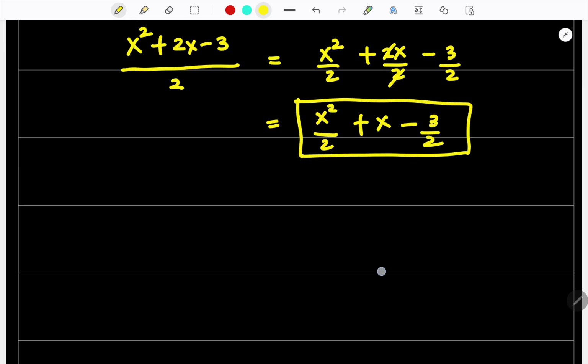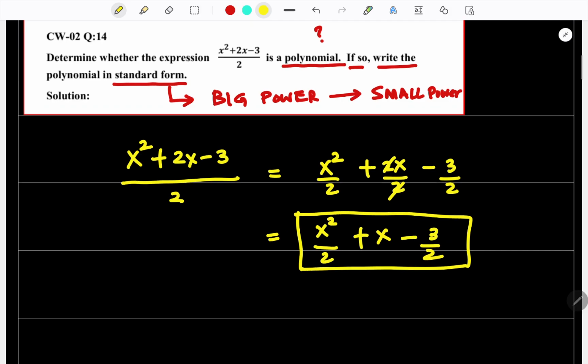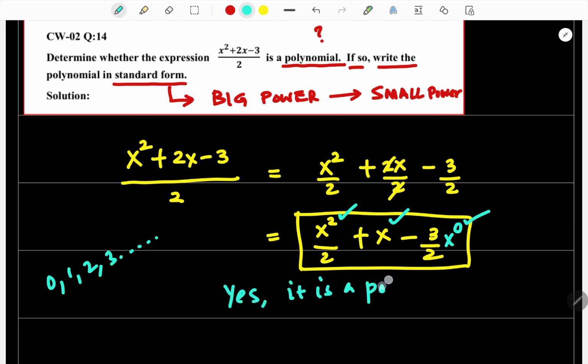First of all, let me check whether it is a polynomial or not. How to check, teacher? If the power is a whole number. What is a whole number? 0, 1, 2, 3 and so on. The power is a whole number? Yes. What is the power here? Actually the power is 0. Is this a whole number? Yes. Yes, it is a polynomial. First question we answered. Yes, it is a polynomial.